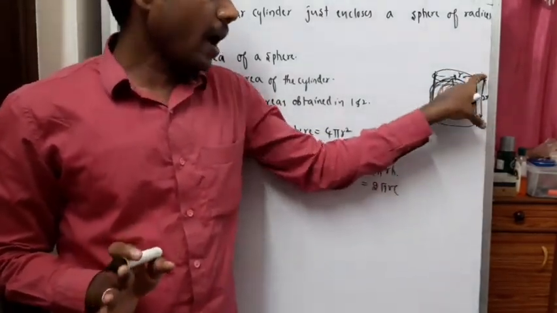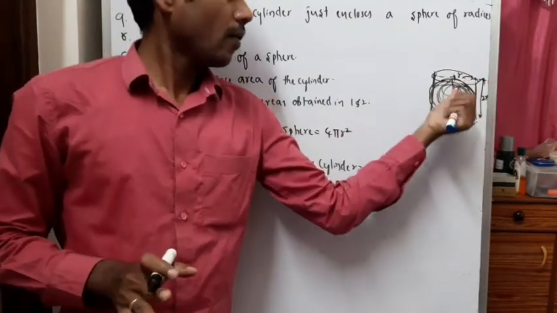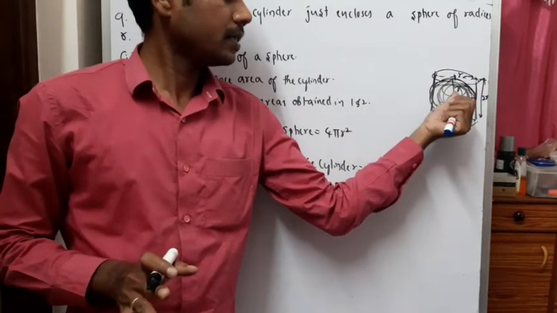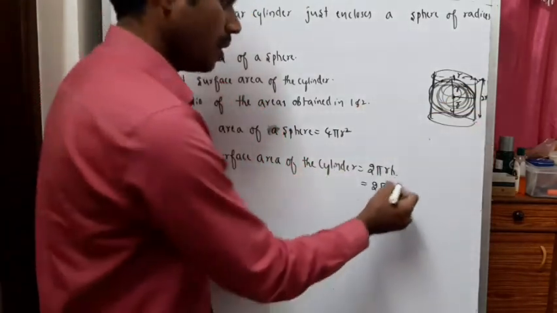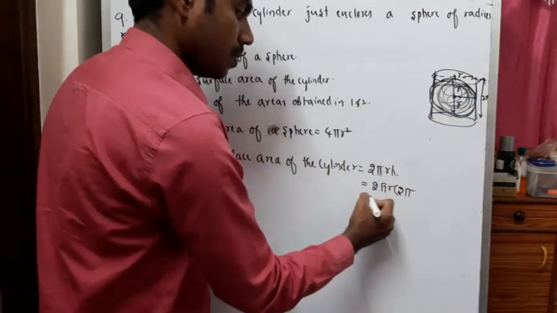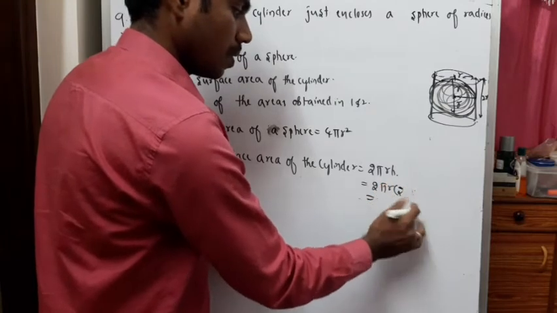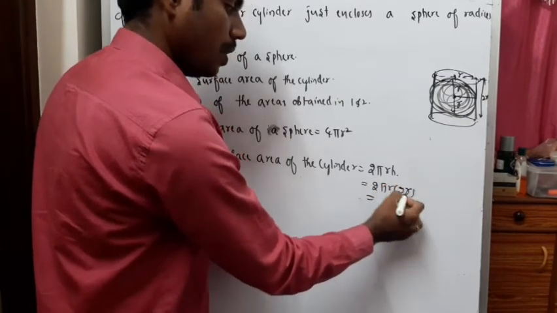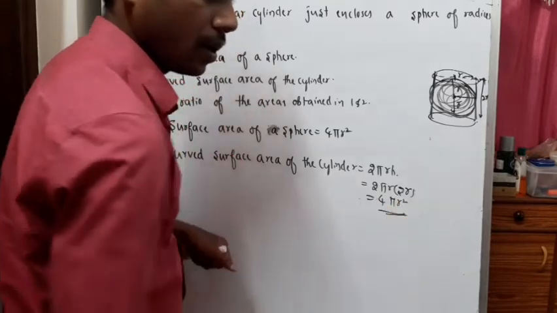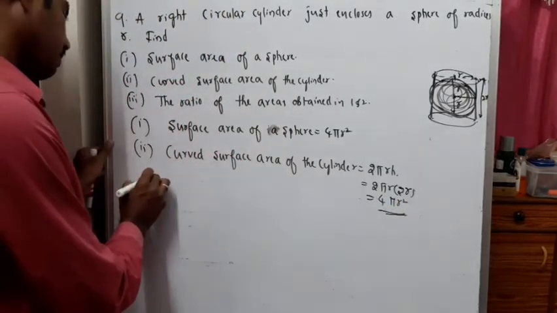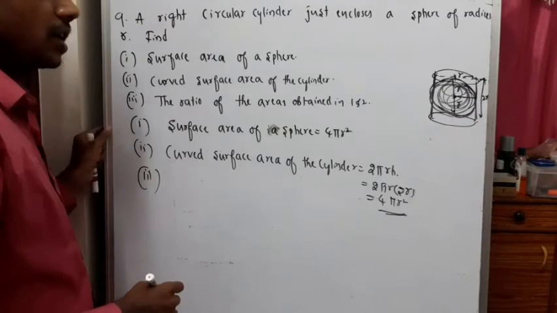Then what about the height? Height will be equal to 2r. 1r from the center of the circle means 1r here, 1r here. That will be equal to 2r. So 2r. 2 into 2, 4, 4 pi r square. That is 4 pi r square. Okay. Now third one. The ratio of the areas obtained.